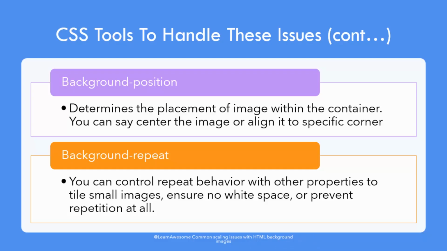Background position controls where the image appears within the container. It can be set to values like center, top left, bottom right, or custom pixel values to position the image as needed. As for background repeat, by default, background images repeat to fill the container. You can use background repeat with no repeat value to stop this from happening.